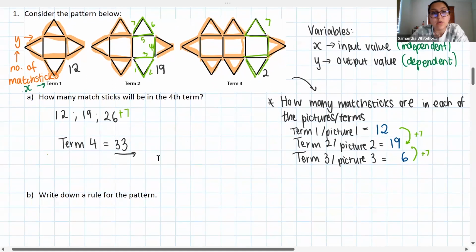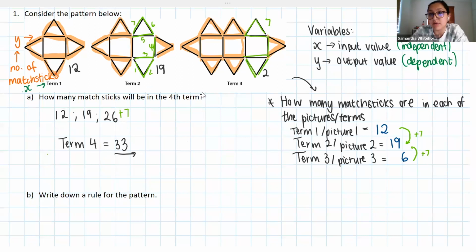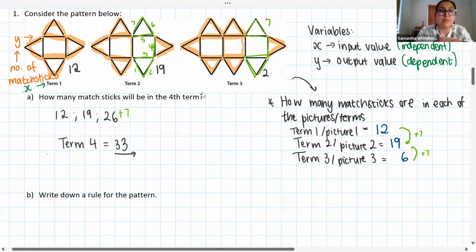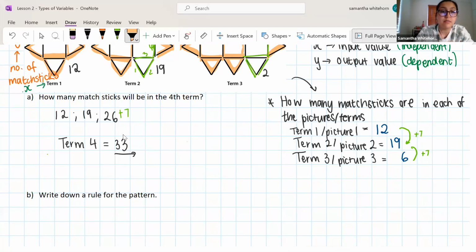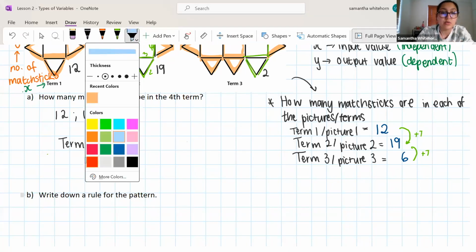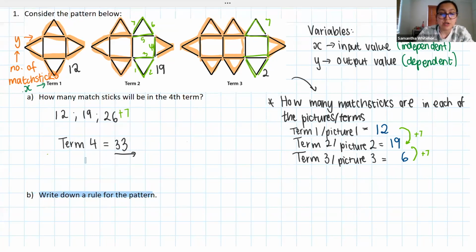All right, so guys, what I want you to try, and some of you have already started trying this, but I'm going to give everyone a minute to give it a try, is for you to write down a rule that represents this pattern. Now, remember on Monday, we discussed the difference between a rule and a description of a pattern. So remember, I'm not asking you to describe the pattern. I'm not asking you to say, I'm adding 7 matchsticks each time. That's a description of the pattern.